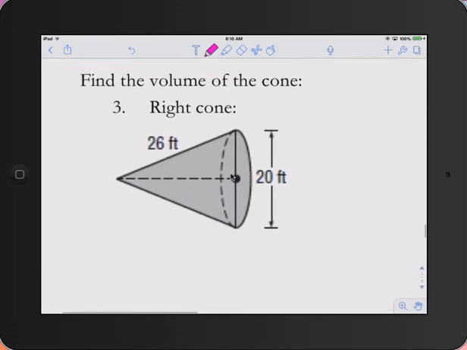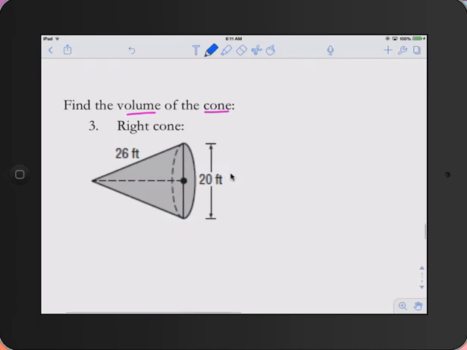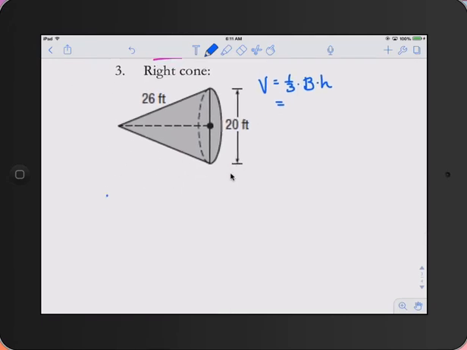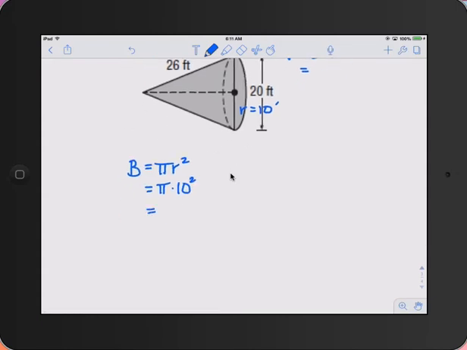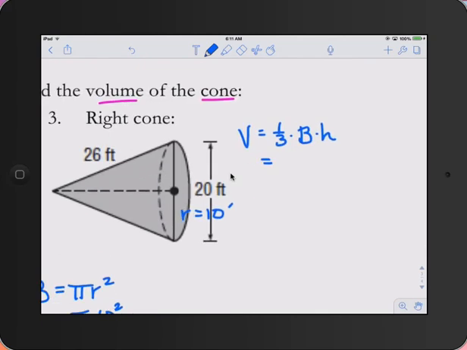Okay, now same thing in a cone. Inside of a cone you can draw those right triangles also. We're looking for the volume of this cone. Volume is 1/3 base area times the height. So base area is a circle, so it's pi r squared. The radius is 10 feet, so it's pi times 100, 100 pi feet squared.